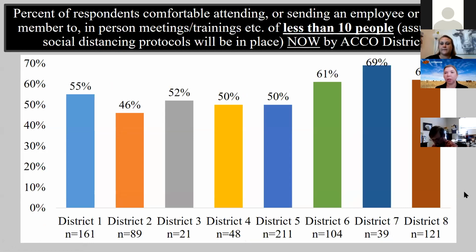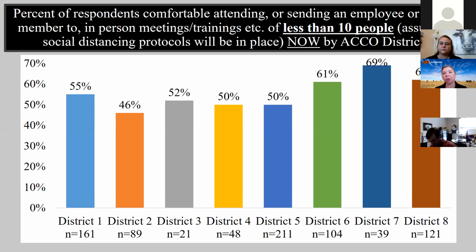And this just drives that point home as well, in that we really see that trend across all of the districts in the state. Whether you're looking at our most urban districts, districts 1 and 5, or our most rural districts in 3, 7, and 8, you still see that about half to a little more than half of people are comfortable having in-person meetings of less than 10 people.